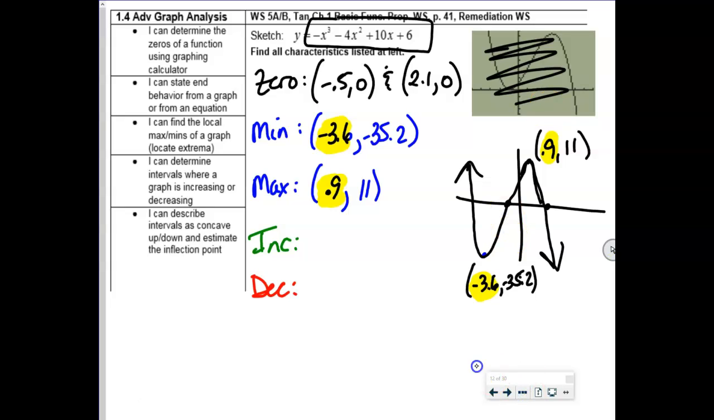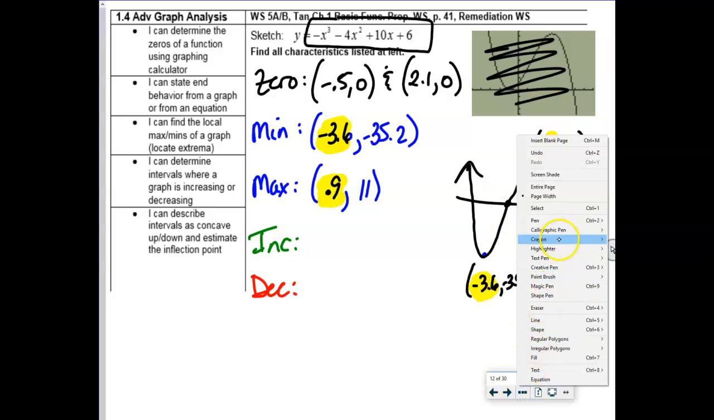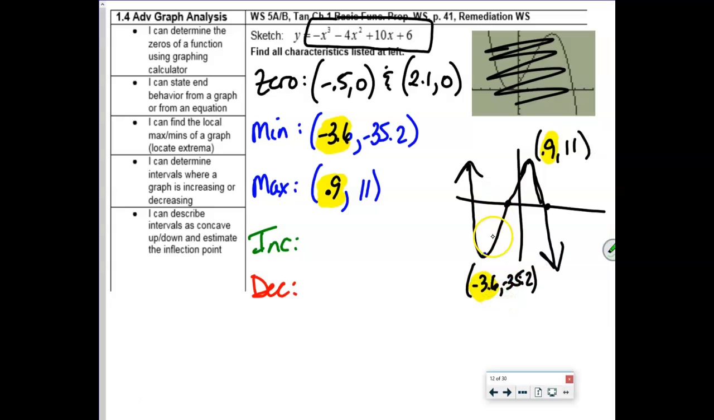Okay, let's talk about roller coasters. I definitely see a piece of this roller coaster that is increasing, and it goes from here to here. So my question to you is, when is your roller coaster increasing? Negative 3.6, positive 0.9. Very good. Parentheses on both ends of the interval, because we're always using parentheses on these interval questions for increasing and decreasing.